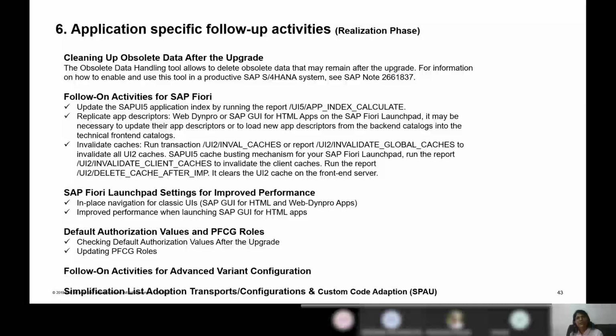Then the most important, security, because you are migrating from 1511 to 1909, there will be a lot of authorizations which will have been introduced. So you'll have to check the default authorization values after the upgrade, and you'll need to update PFCG roles. It could be that you are using the standard roles, or it could be that you are using the Z PFCG roles. These roles need to be updated as per the application-specific follow-up activities, right?